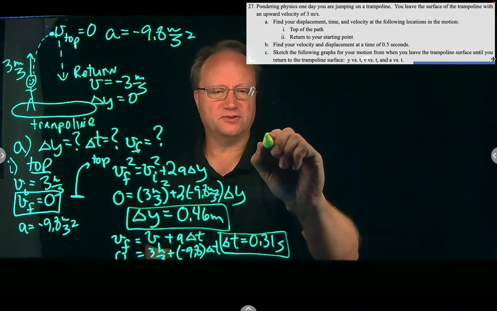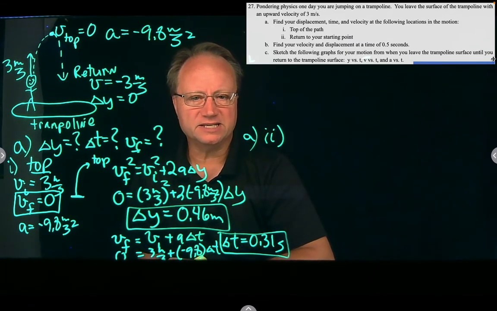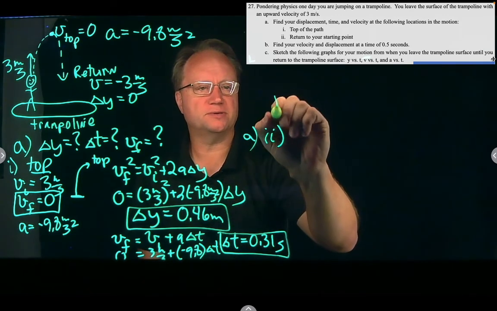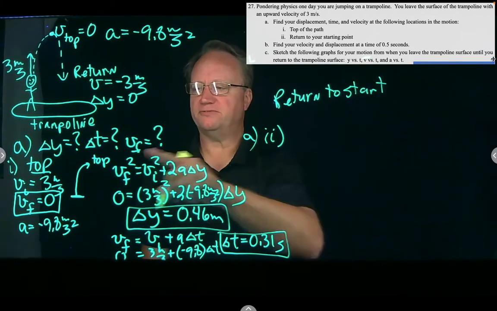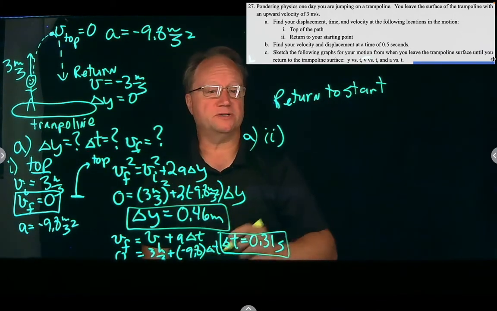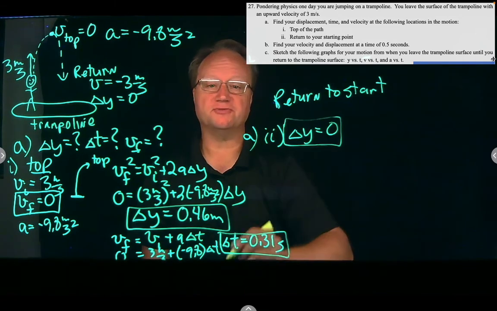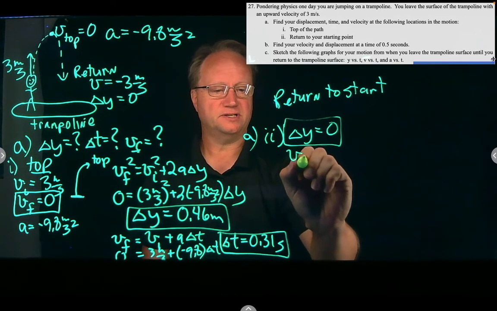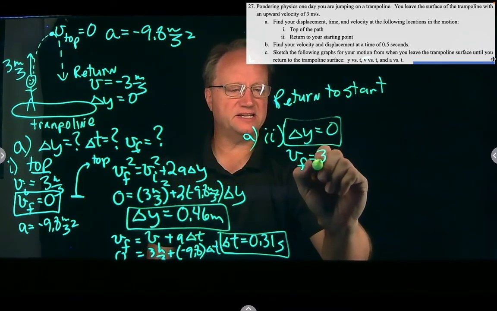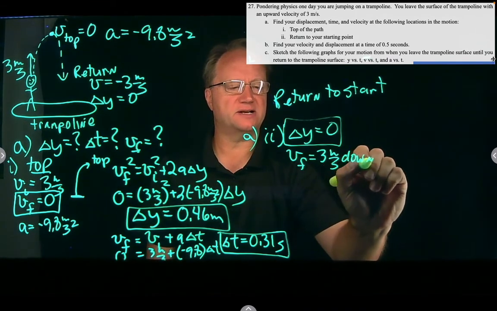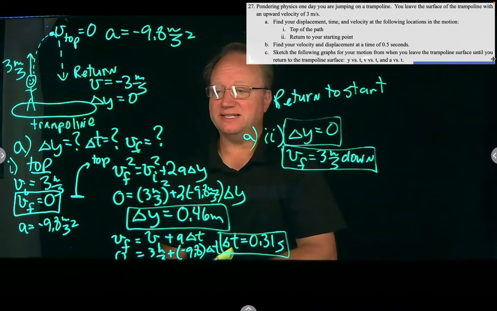Now, the second part of the question on part A, okay, is to find the return when we return to the starting point. And we want to find the same things, which we already know some of them. Your delta y is 0 when you return because you've come back to your starting location. Your final velocity would be negative 3 meters per second, and that negative we would interpret and write down as a downward direction. So then the only thing left to find is time.